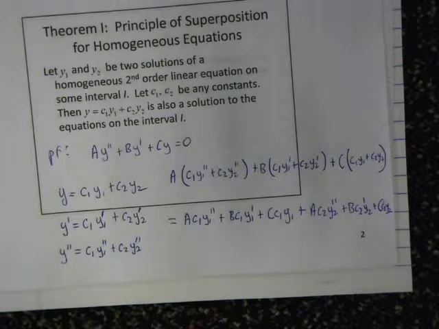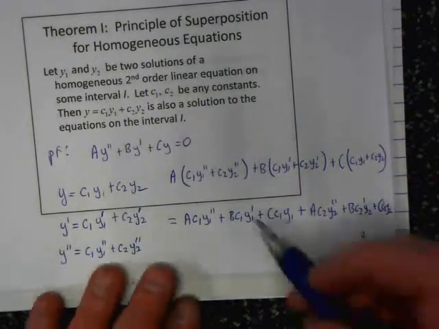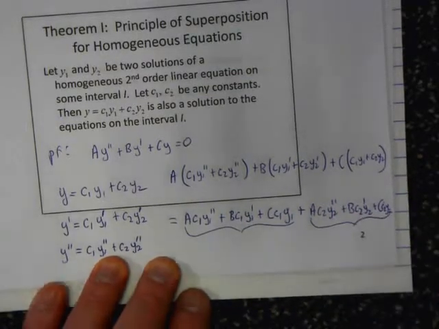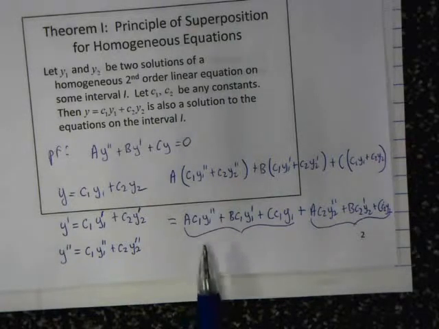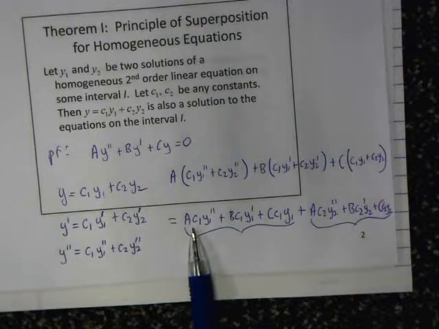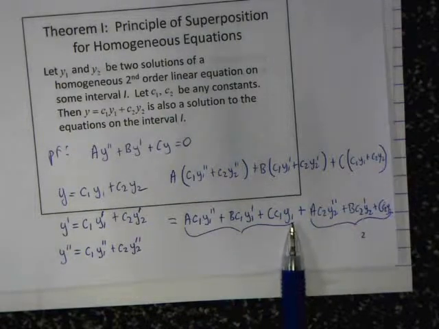So what did I do there? I distributed the A, the B, the C through, and then I changed the order. I grouped them together so that I put all the Y1 things together and all the Y2 things together. Why does that help? I can now pull C1 out of this first group. And when I pull C1 out, I'm left with A Y1 double prime plus B Y1 prime plus C Y1.